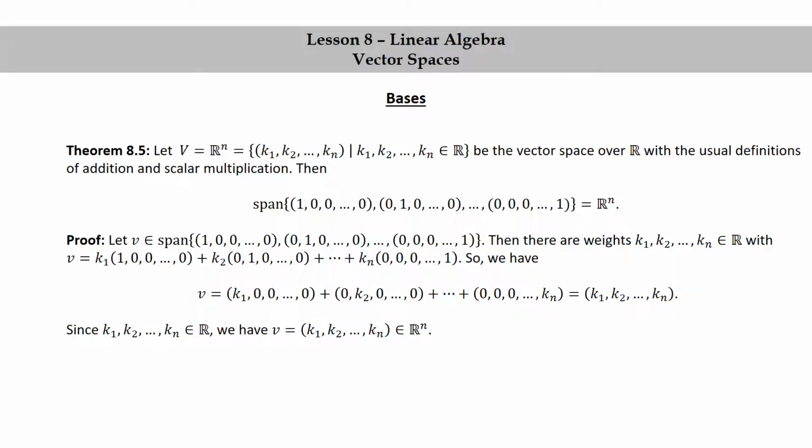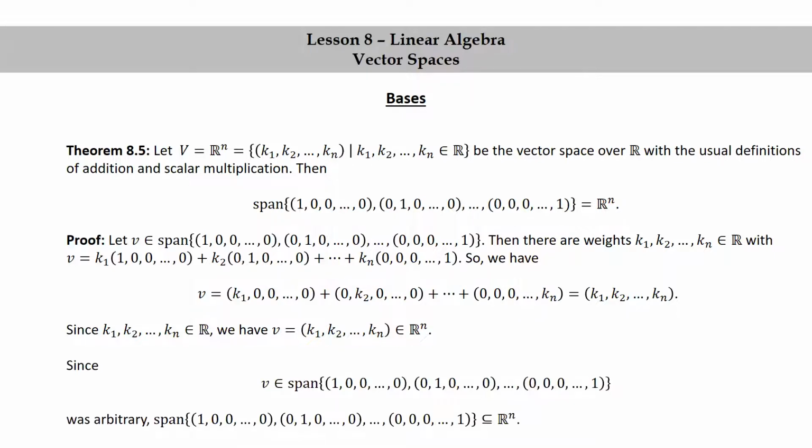Since k1 through kn are real numbers, we have that v equals the n-tuple (k1, ..., kn) in Rn. Since v in the span of these n vectors was arbitrary, the span of these n vectors is a subset of Rn.